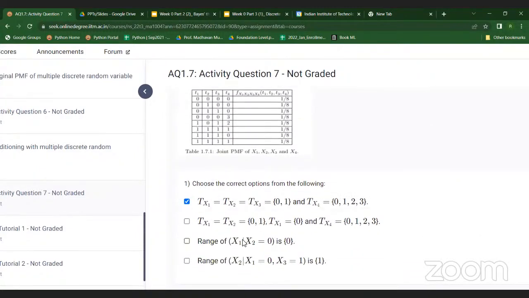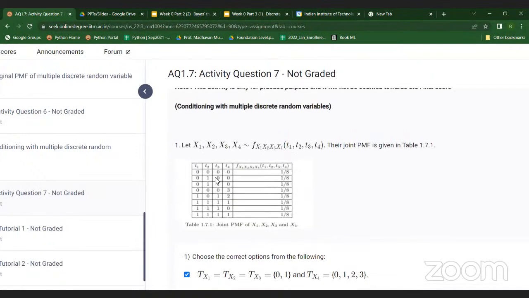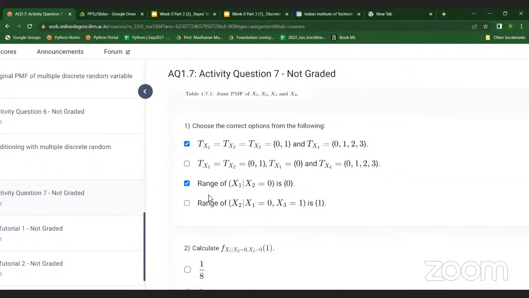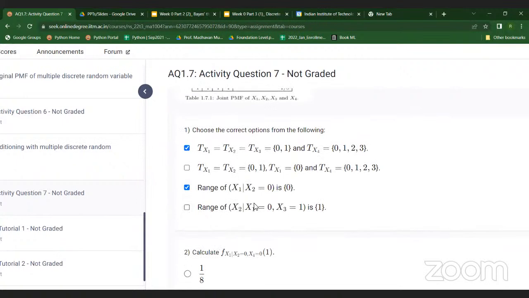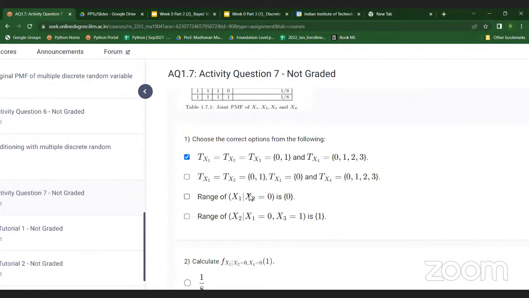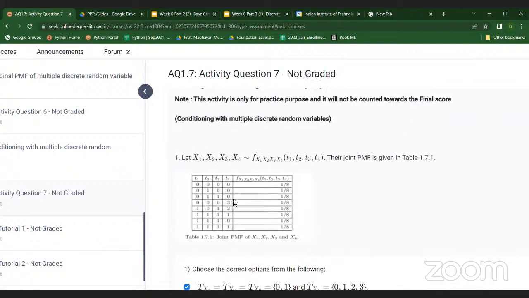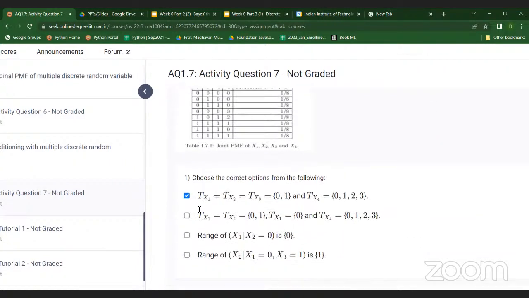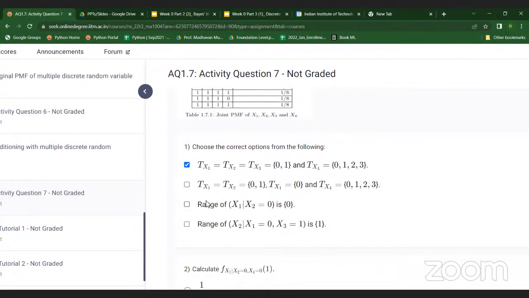When x2 is given as 0, which basically means t2 is 0, there are 3 possible cases. In those possible cases of x2 as 0, what do you have for x1? We have here 0, and then we have here 1 also. So the range is not exactly 0. It's going to be 0 and 1. So that is why option number 3 is incorrect. All right. Is this clear?